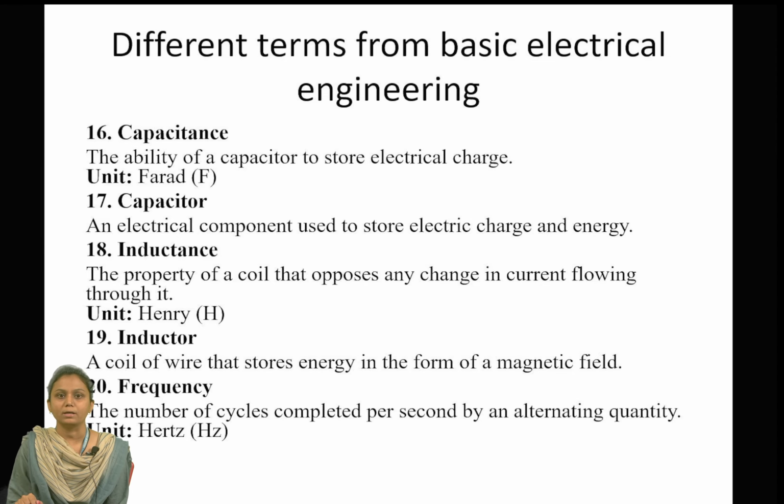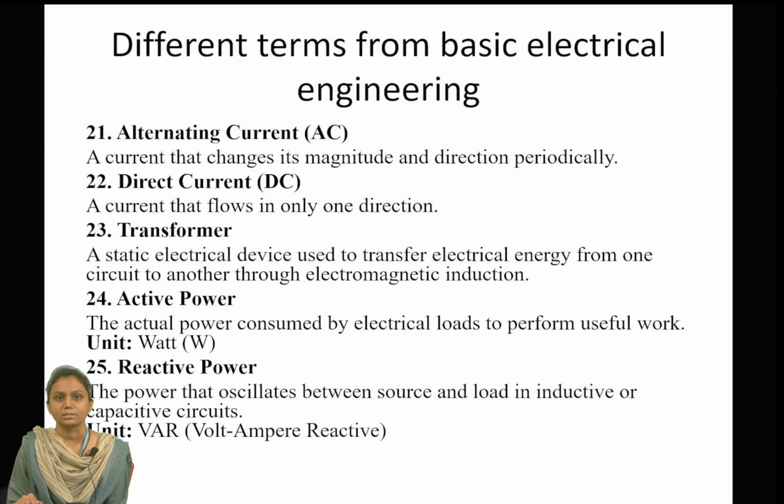And this frequency term we have already seen in our previous lecture, but I will repeat it. The number of cycles completed per second by an alternating quantity is known as frequency, and the unit for the same is hertz. Next one is alternating current.